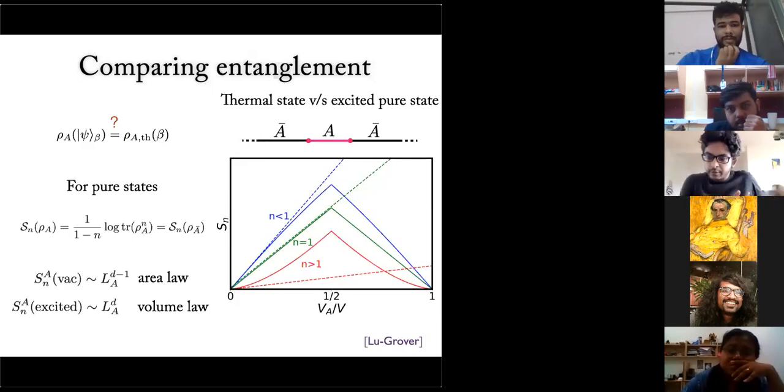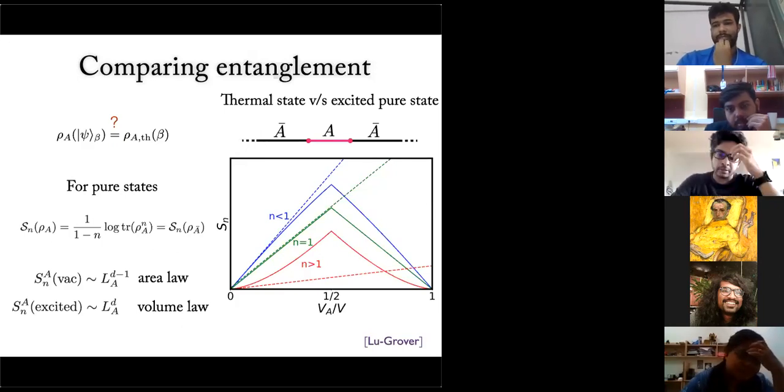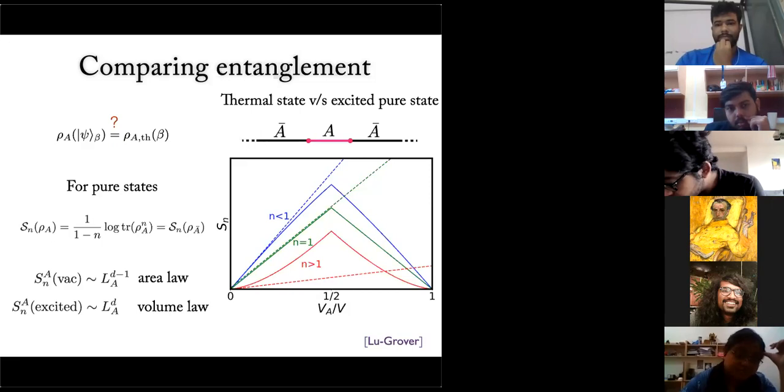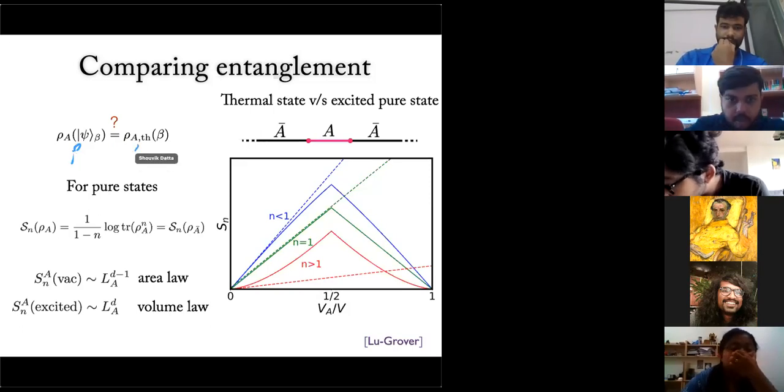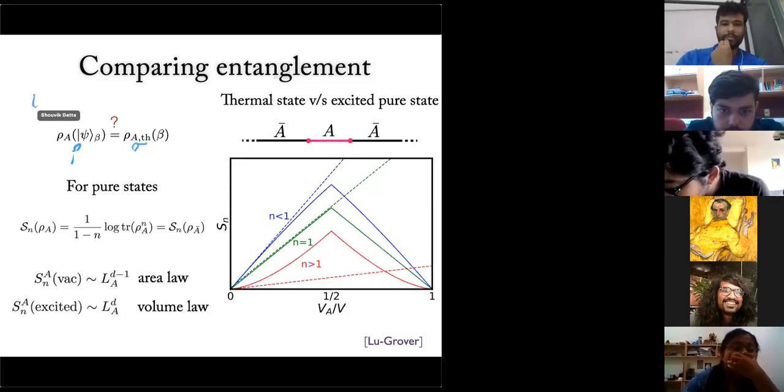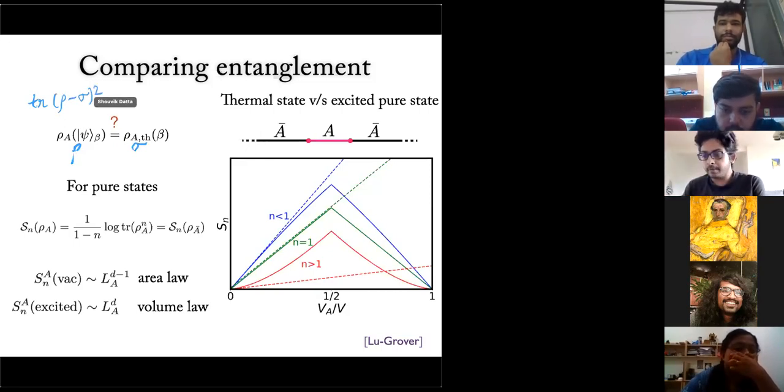Yes, that's a very good question. Indeed, it is correct that entanglement is not a good measure for mixed states, but you can do other things. You can compare these two reduced density matrices, for example, using the trace square distance. So let me call this rho and let me call this sigma. You can calculate a quantity like this, the trace of (rho minus sigma) squared, and then you can try to find what this is.